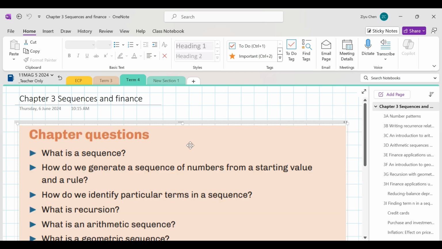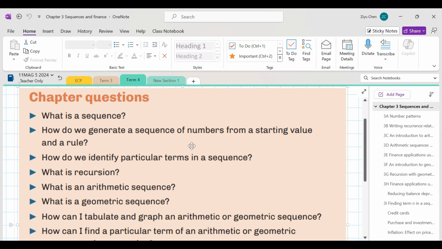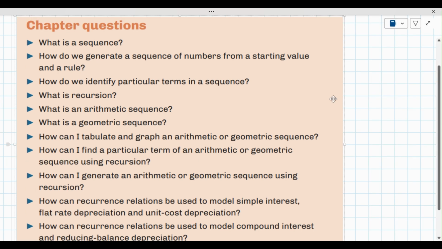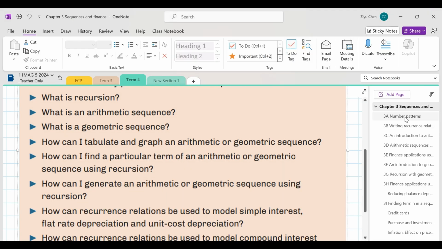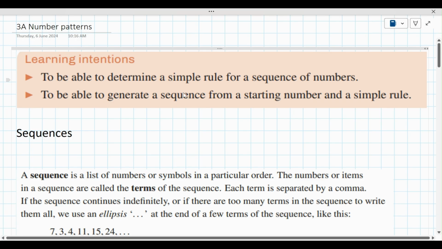Today we're gonna start doing Chapter 3, Sequence and Finance. In this whole chapter we're gonna talk about sequences and their values, the particular terms in a sequence, and recurrence. We're also going to talk about some financial methods, like compound interest and simple interest. Today we're going to start with some number patterns first, so it's not too bad.